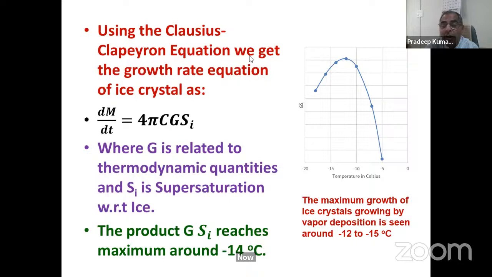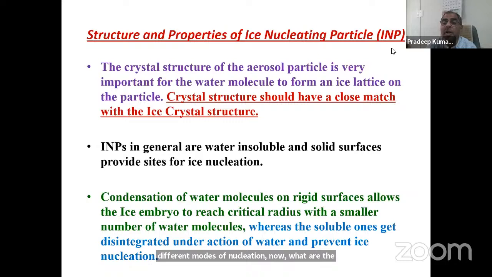Now, for an ice crystal to form, we have the four heterogeneous modes of nucleation. In heterogeneous nucleation, you require an ice nucleating particle, which can operate through four different modes of nucleation. Now, what are the structure and the properties of an ice nucleating particle?